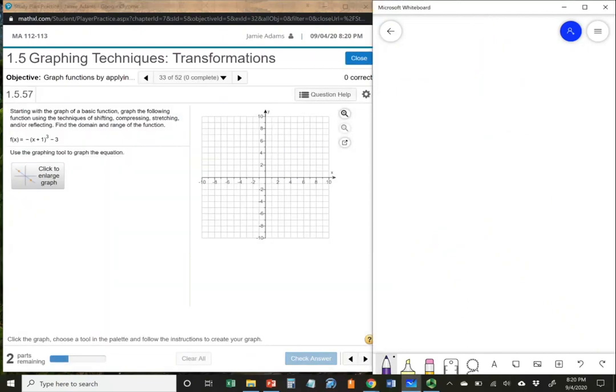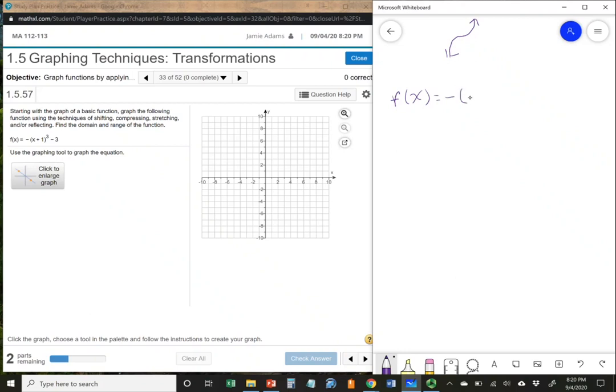Let's try another one. Notice that first our library of functions tells us that this is a cubic function. So since it's a cubic function, if you want, you can go ahead and do a quick sketch. I know that somehow it's got to look like this. But then I need to write out the function and make sure that it's in the correct form so that I can figure out what transformations actually occur.